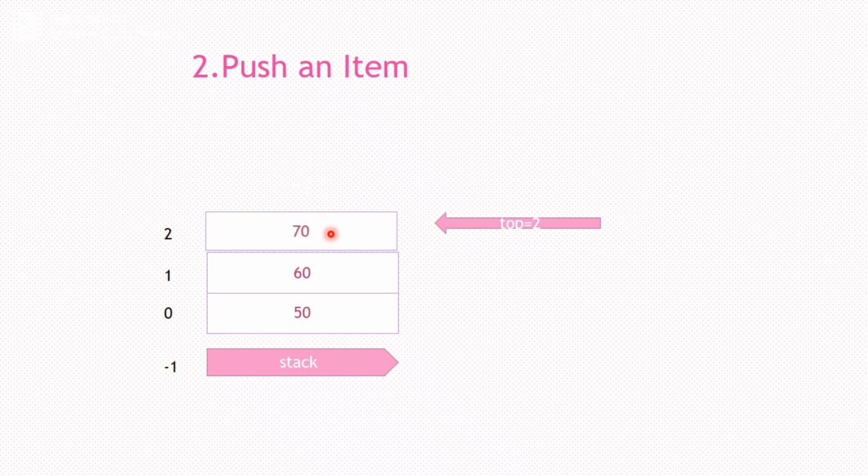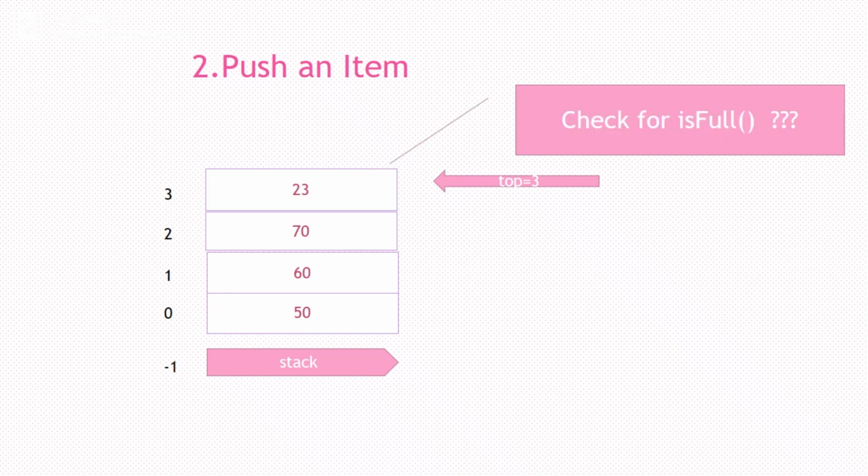That is the element I am going to insert at stack of top, that is stack of 2 is 70. Similarly, I will increment the top and then insert the next element, and that is going to give me 23. So now if I try to insert, you always have to do the is full check for the overflow condition. Now again if I add, it should tell us that it is overflow. You can't add more elements into the stack as you have reached the maximum limit.